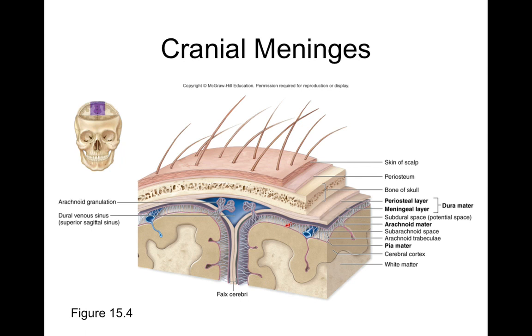Okay. So let's go through those layers one more time, you guys. So what layer is this? Periosteal layer of dura? Meningeal layer of dura. What space is here? Subdural space. Good. And then we have our arachnoid mater. What space? Subarachnoid space filled with cerebrospinal fluid, right? And then our pia mater, right? What about when the periosteal and meningeal layers of dura separate? They form a dural venous sinus where the veins drain into.